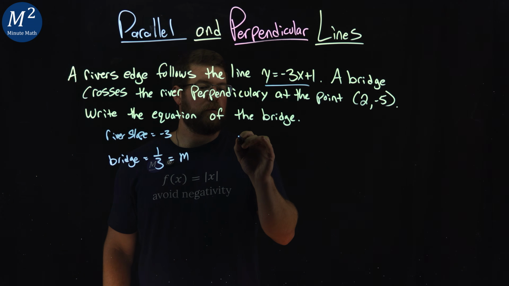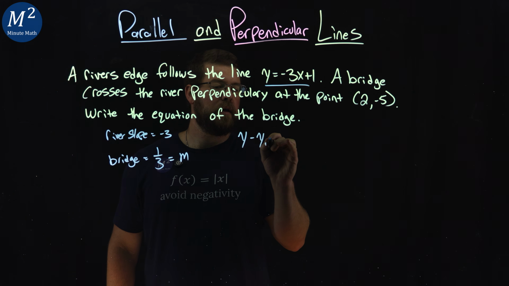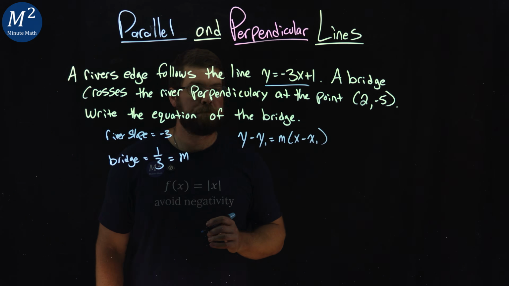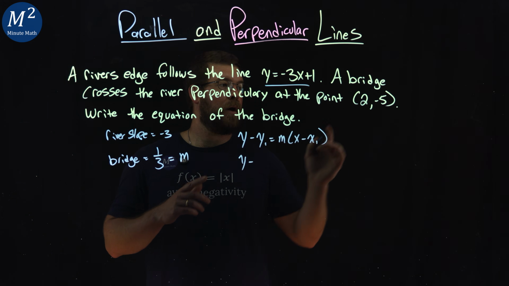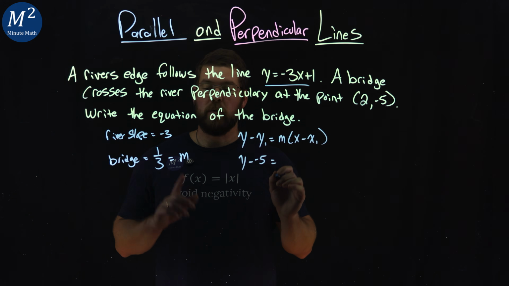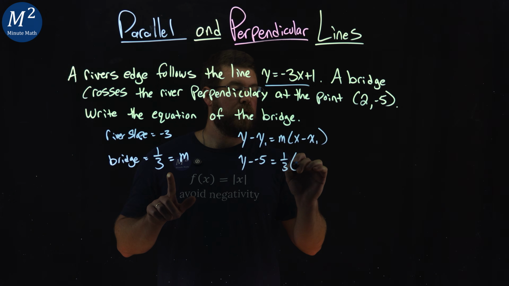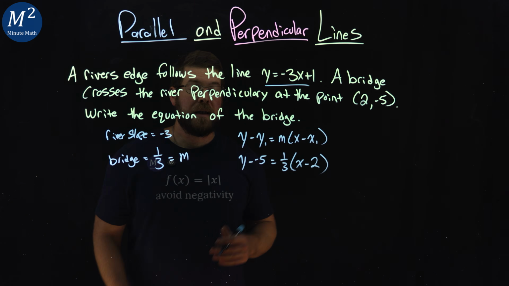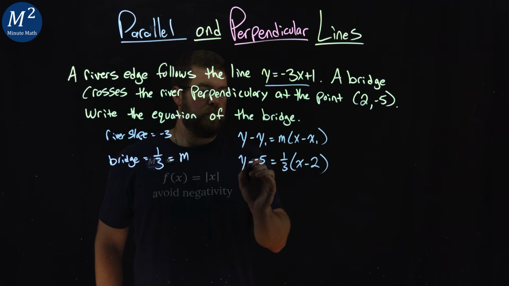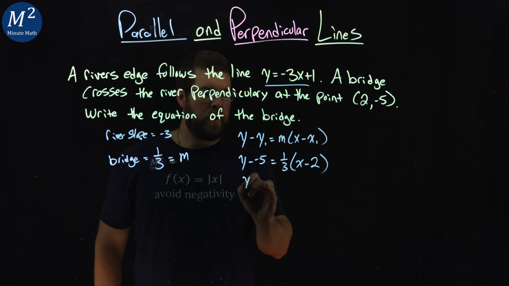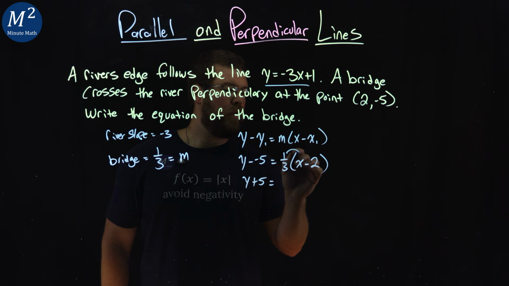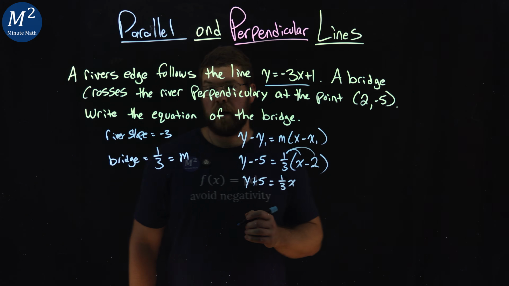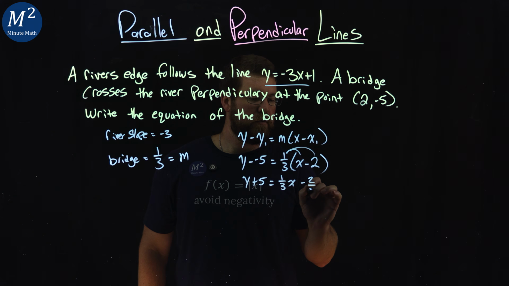So we can use point-slope form, y minus y1 equals m times x minus x1, right there. So we have y minus y1, negative 5, equals m, our slope, 1/3, times x minus x1, which is 2. And now we just have to simplify this. Minus minus is a positive, so we have y plus 5 here. 1/3 distributes. 1/3 times x is 1/3 x. 1/3 times a negative 2 is a negative 2/3.